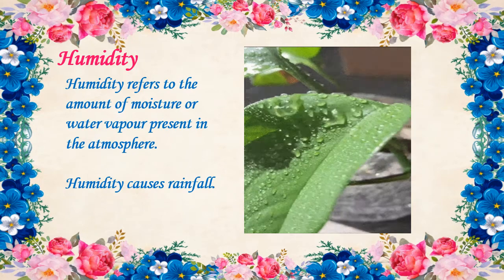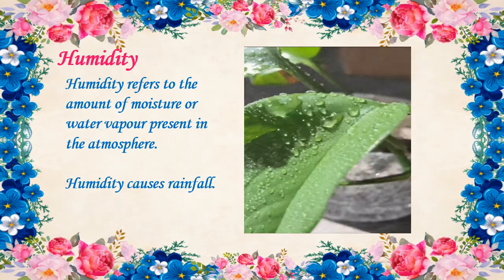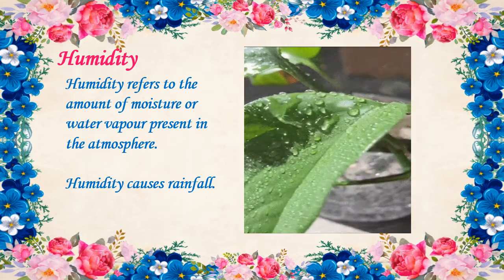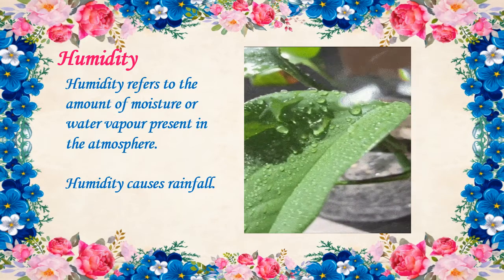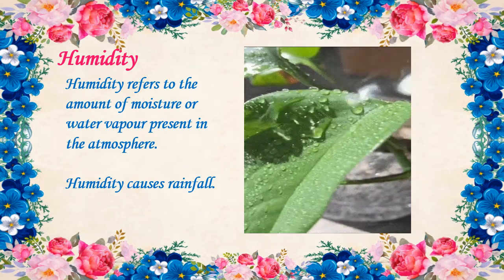The last factor that influences the climate is humidity. Children, during summer days, we tend to sweat a lot. Why do you think we sweat? This happens because the atmosphere, that is the air, has a lot of water vapor in it. Why do you think the air has water vapor? Because of humidity. What is humidity? Humidity is the amount of moisture or water vapor that is present in the air or atmosphere.